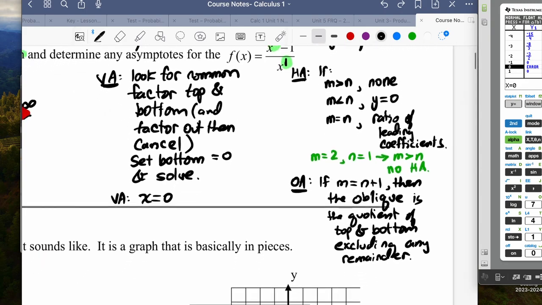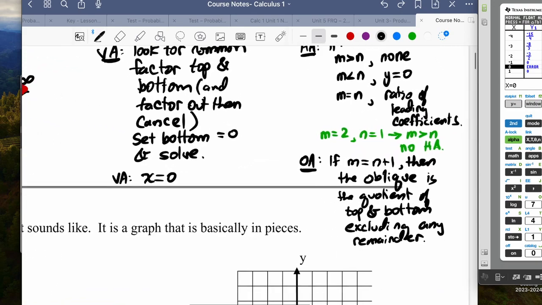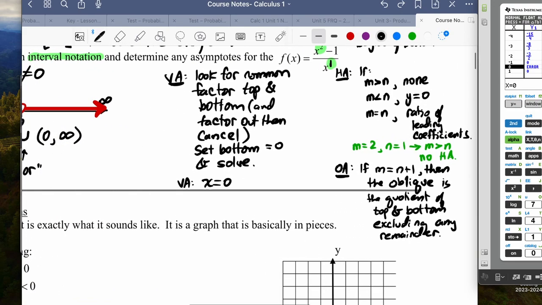So in this case, though, I'm stealing all the room here. Let me just chuck it in down here. I'm going to say y equals x squared minus 1 over x.